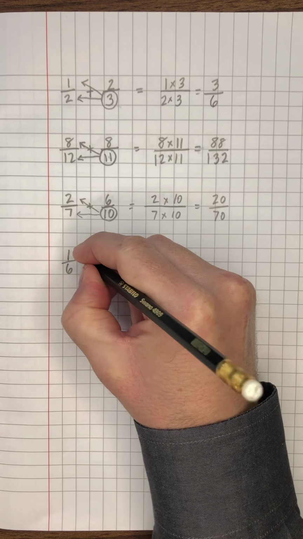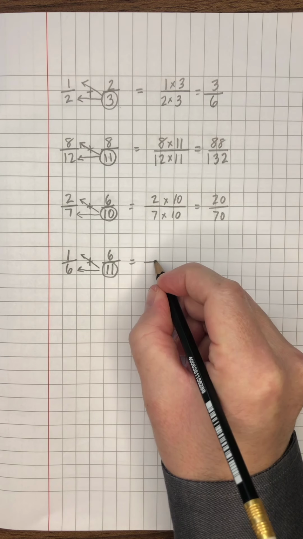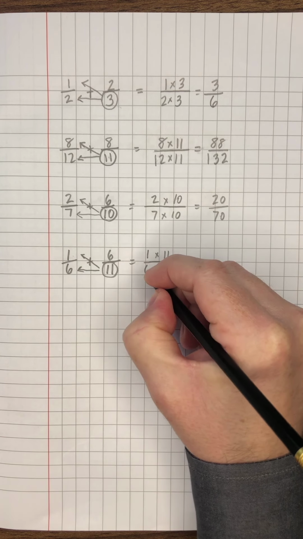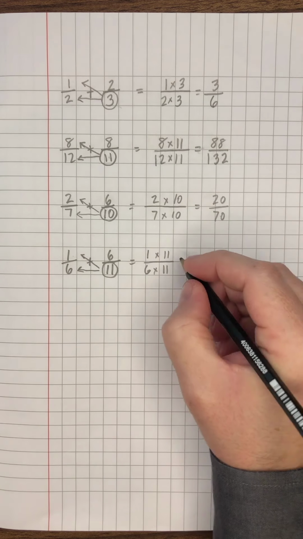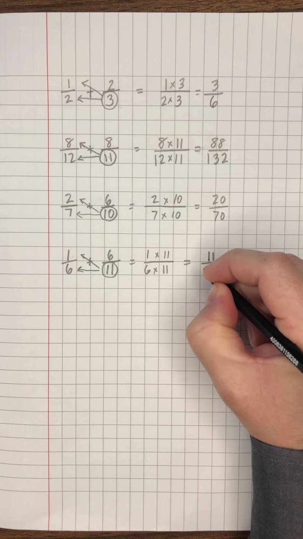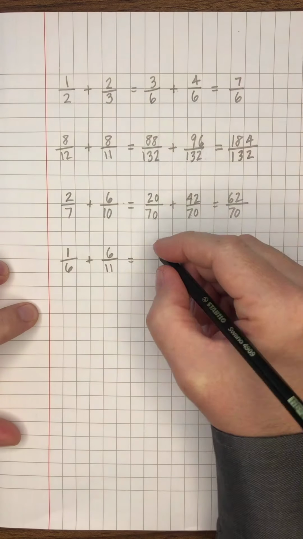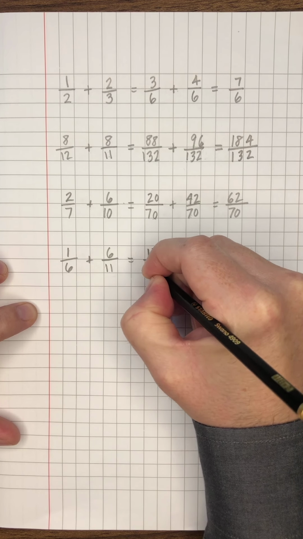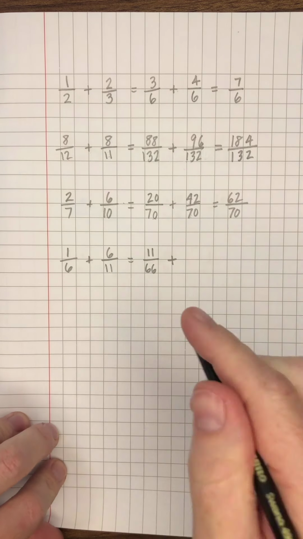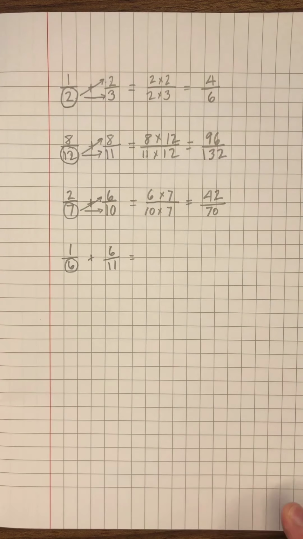We'll multiply the numerator and the denominator by 11. So we get 1 times 11 and 6 times 11. When we multiply, we get 11/66. So our first fraction is 11/66. Now we have to add that to our next equivalent fraction, where we will multiply by the 6.